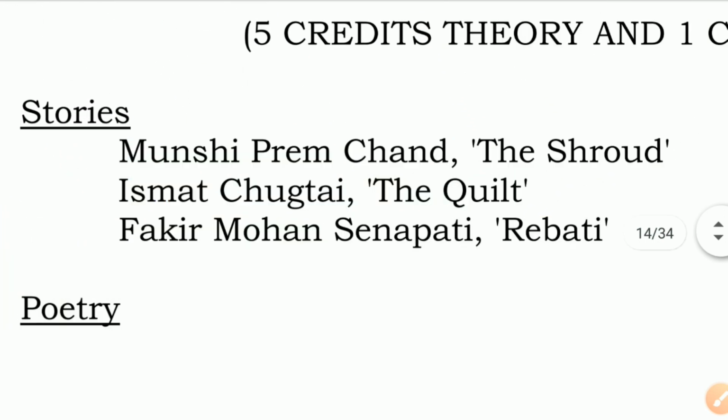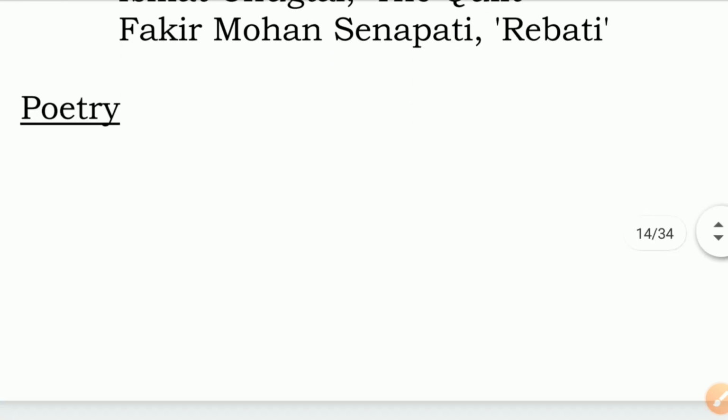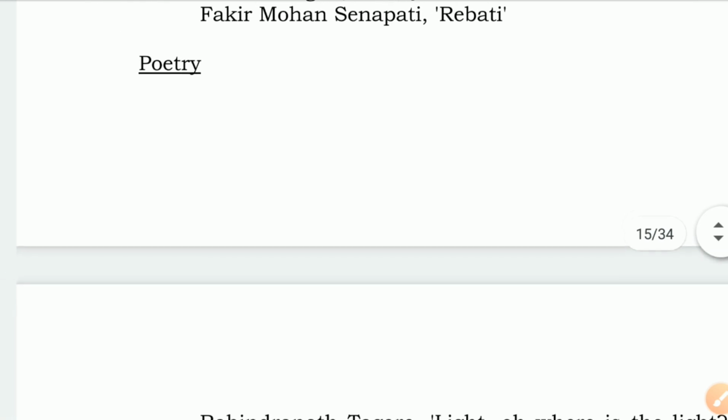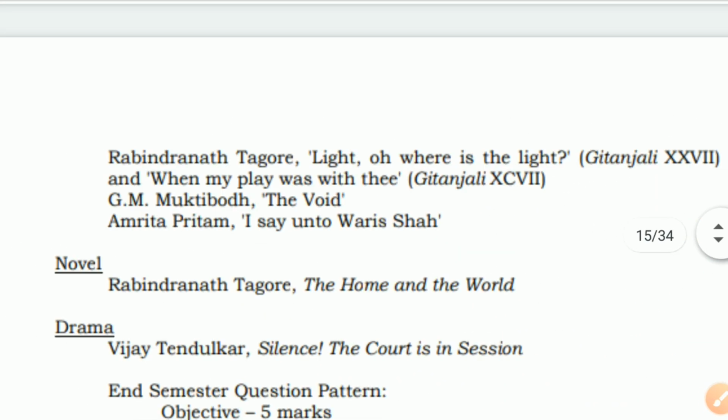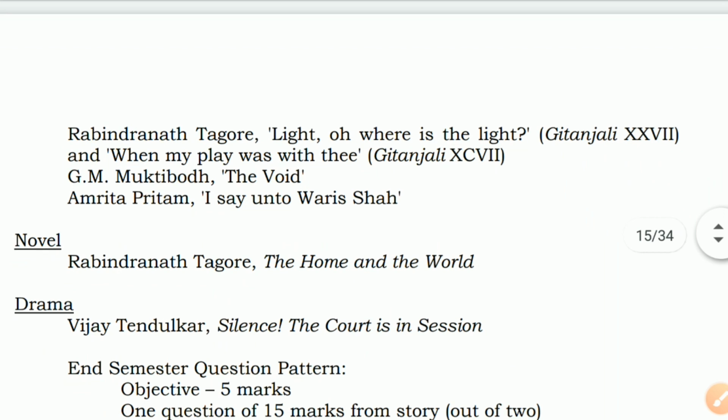Munshi Premchand's The Shroud, The Quilt by Ismat Chugtai, Fakir Mohan Senapati's Rebati. And from the poetry section, we have 4 poems: Rabindranath Tagore's Light, Oh Where is the Light, Gitanjali, and When My Play Was with Thee, and then Gajanan Madhav Muktibodh's The Void, and Amrita Pritam's I Say Unto Warisa.